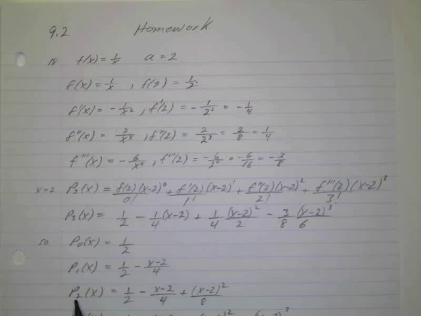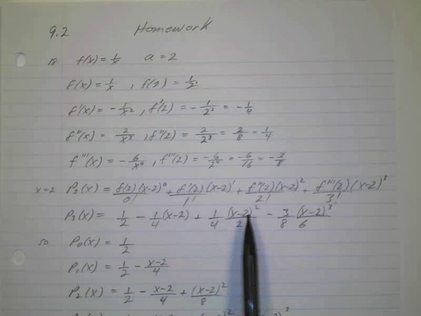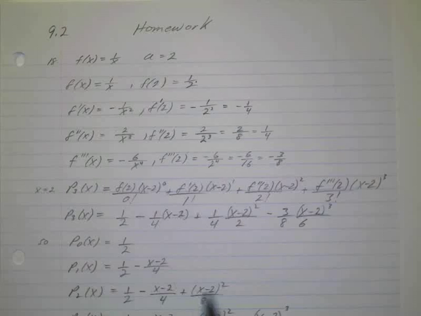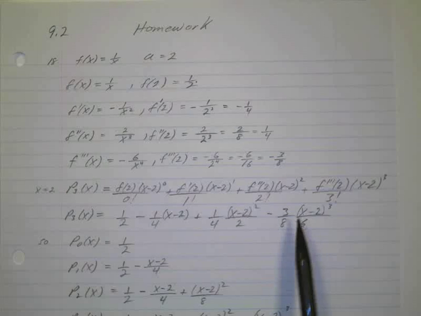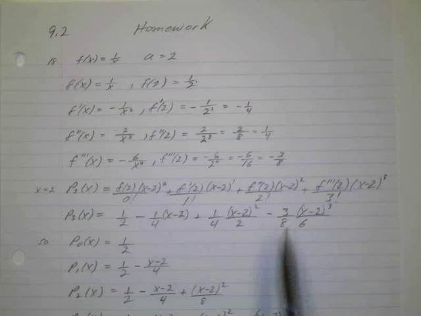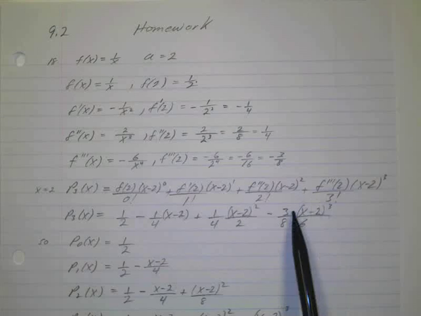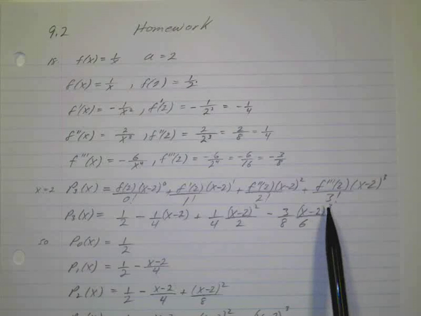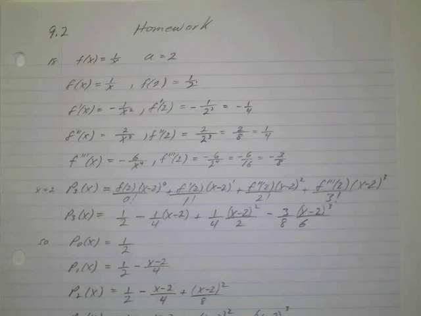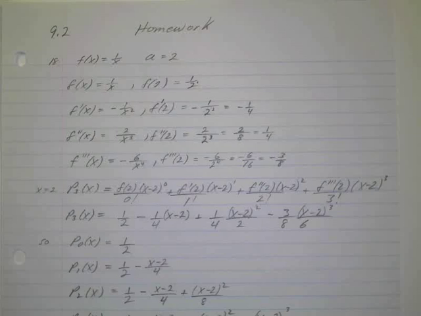My p sub 2 was going to be 1/2 minus x minus 2 over 4, and then I would just add x minus 2 squared over 8. The last one would be negative. I do all the same, except I add one more, and 3 goes into 6 twice. 2 times 8 is 16, so it's going to be negative x minus 2 to the third power over 16. So that's what they wanted.